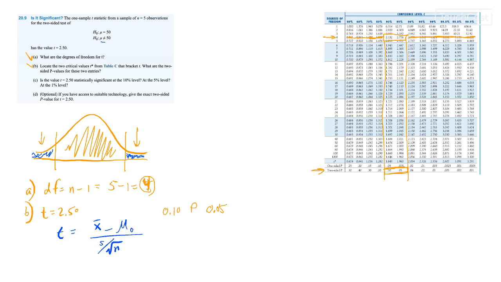So it's going to be less than 0.1 and greater than 0.05. So this is the range of the two-sided p. So the question then becomes, in part C, is the value statistic t equals 2.5 statistically significant at the 10% level? So C is asking at the 10% level, and again at the 5% level, and at the 1% level.